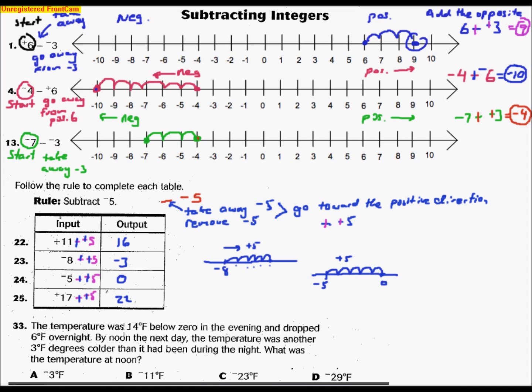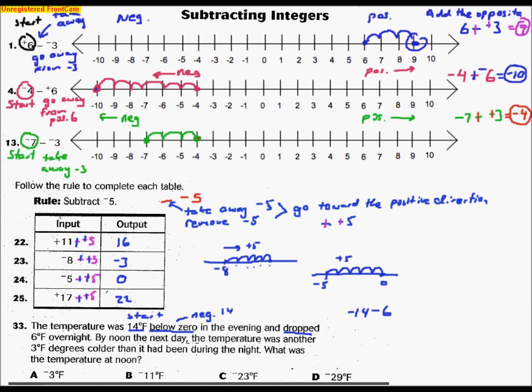The last one says the temperature was 14 degrees. This is the starting point. But it was 14 degrees below 0. So what kind of number do you represent 14 degrees below 0 with? Well, 0 is right here. Below 0 are negative numbers, so we're dealing with -14. That's where I start, -14 in the evening, and it dropped 6 degrees. That means take away 6 degrees.